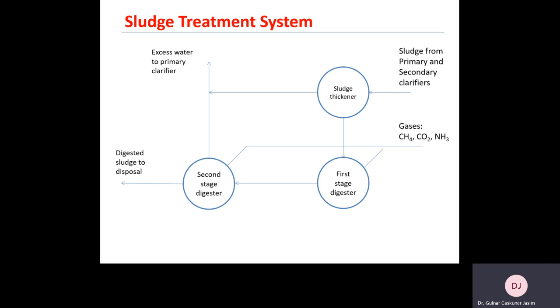You can see here how the sludge treatment works. As we mentioned, sludge will be collected from primary and secondary clarifiers. It goes to the sludge thickener first. After sludge thickening, first stage digester and second stage digester. And the digested sludge can go for disposal. And as a byproduct of the digesters, there will be methane, carbon dioxide, and ammonia gas produced. And any excess water after the sludge thickener goes to the primary clarifier.